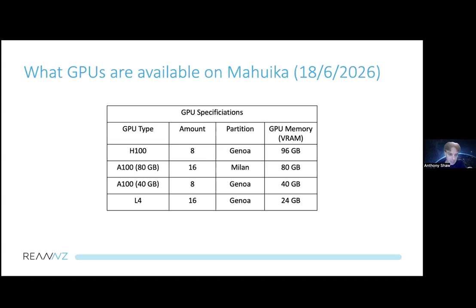So what GPUs do we currently have on Mahawika? We currently have 3 types of GPUs available. The first of these are the L4s, which we have 16 of. The L4s are our least powerful GPUs, and they have 24 gigabytes of VRAM. We then have the more powerful A100 GPUs, which can be further broken down into the 40 gigabyte and the 80 gigabyte VRAM nodes, of which there are 8 and 16 respectively. And we finally have our currently most powerful, but not for long, GPUs, well, sort of, which are the H100s, which have 96 gigabytes of VRAM. We only have 8 of these right now.